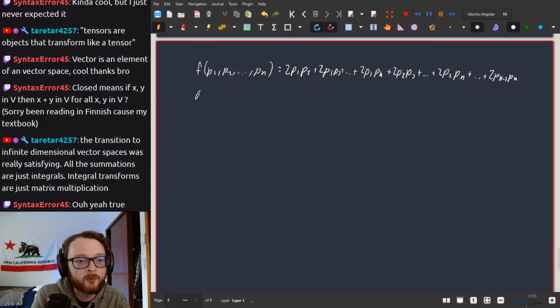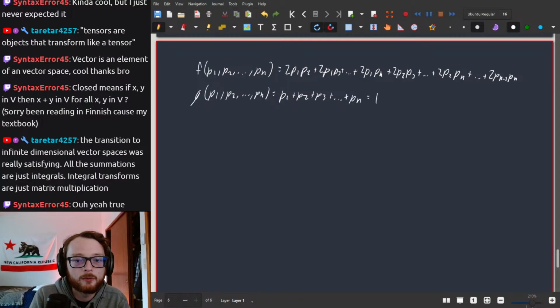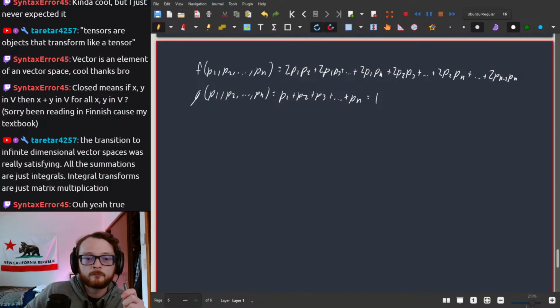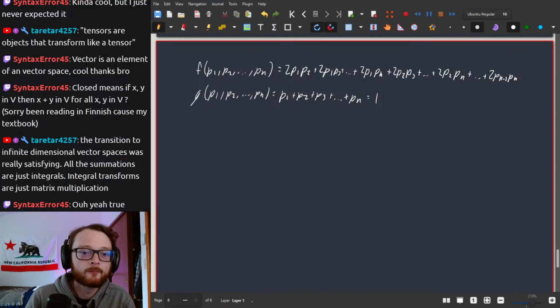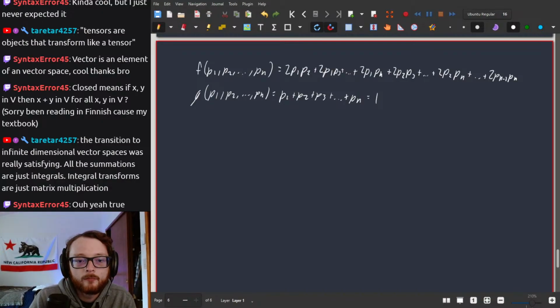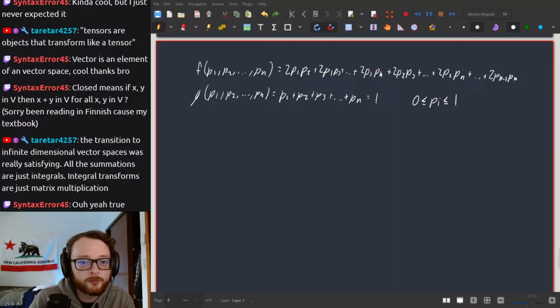And the constraint we are optimizing it under is P1 plus P2 plus P3 up to Pn is equal to 1. And all of these P sub i's are between 0 and 1. I don't know if that part is going to be important, though. I mean, it's good to keep in mind.